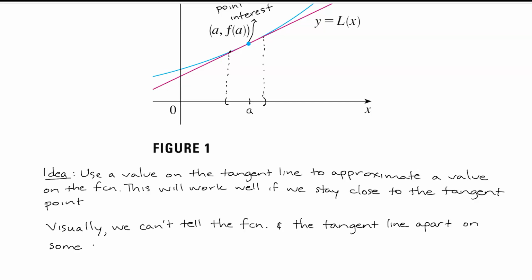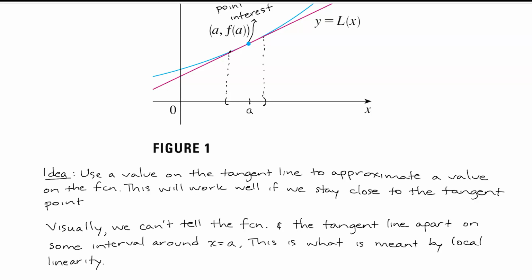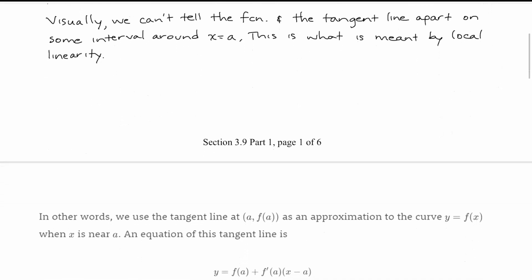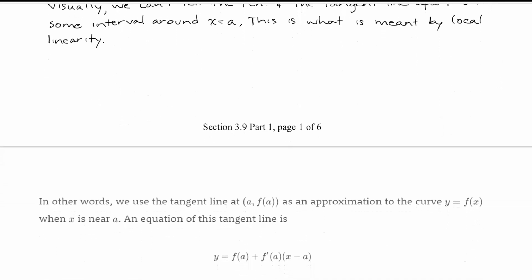On some interval around x equal a. And that's what I've depicted with my little parentheses up there. And this is what we mean when we talk about local linearity. In other words, locally, meaning in some interval around x equal a, the function looks just like a line. It looks like the tangent line.